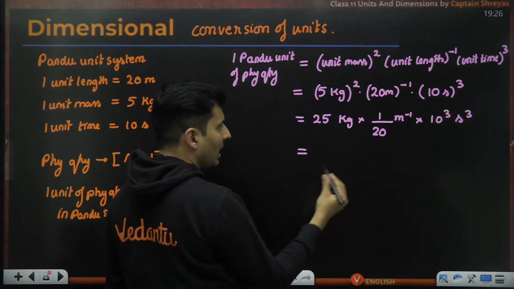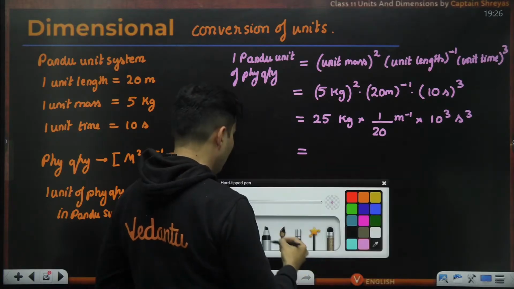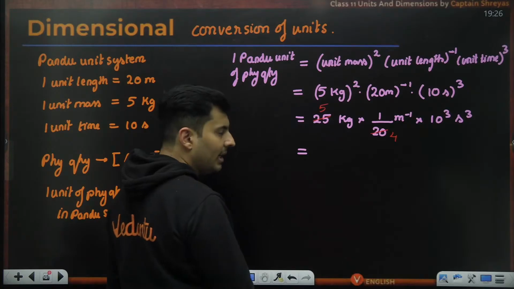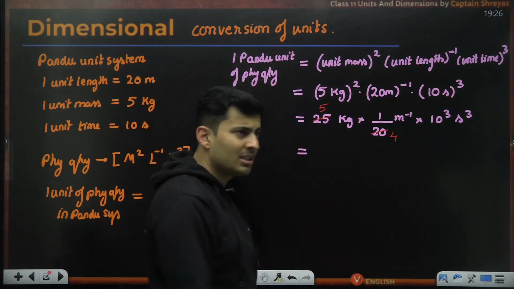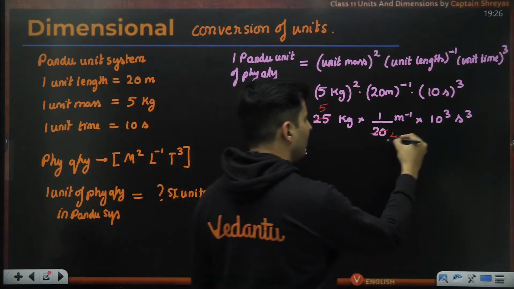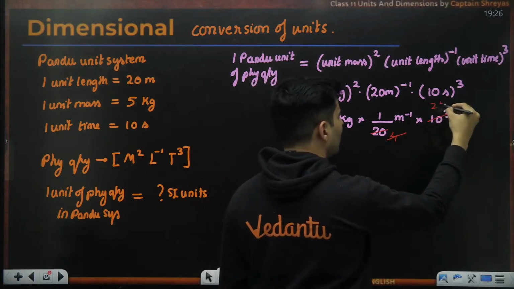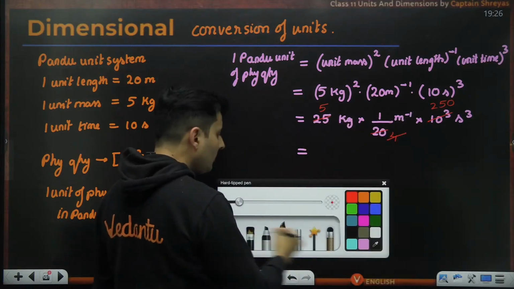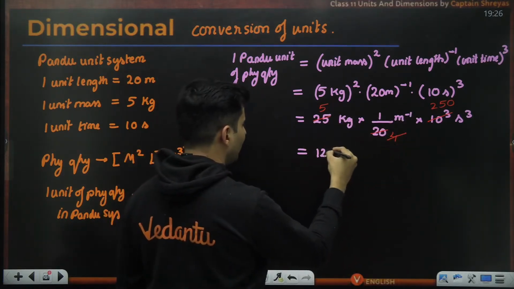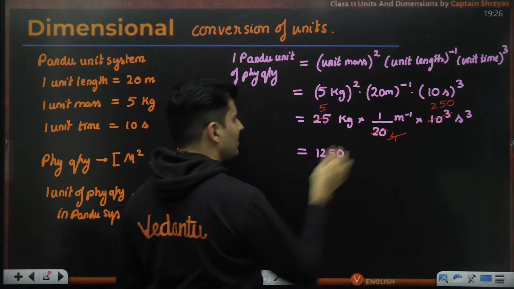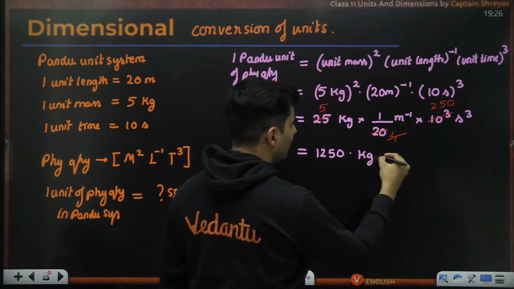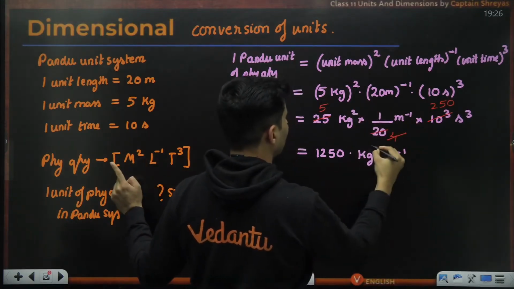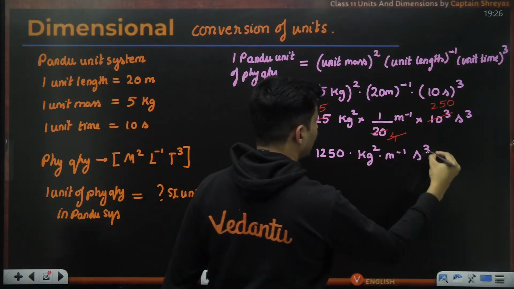Perfect. As you can see, 25 and 20 both are divisible by 5. This will go 4 times, this will go 5 times, right? But this is 10 to the power 3, which is basically 1000. 1000 divided by 4 is 250. Now 250 into 5 is 1250, because of that extra zero. And remaining things are kg square, meter inverse, and second cube.